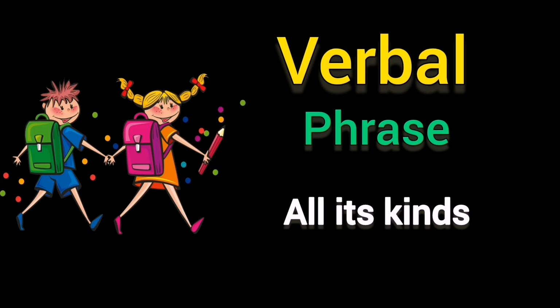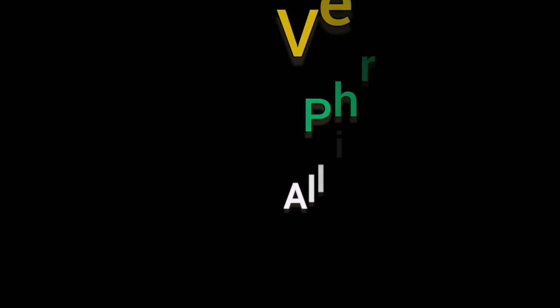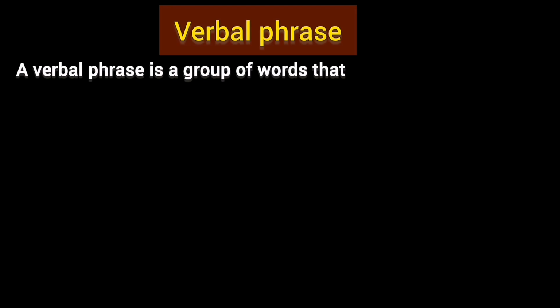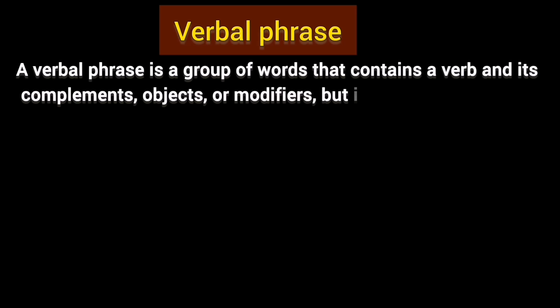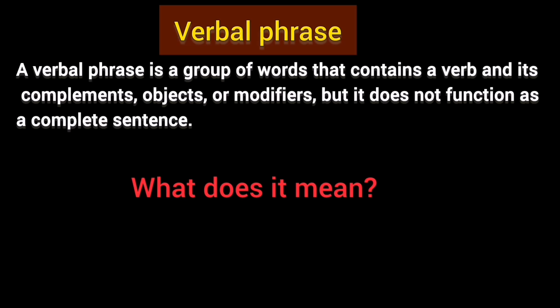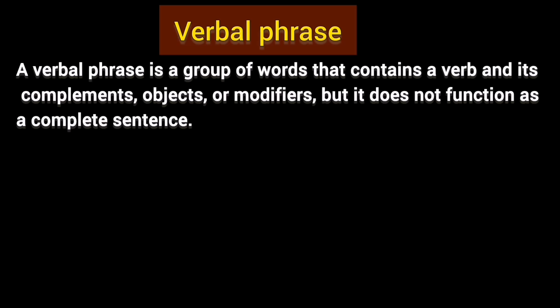Let's first learn what a verbal phrase is. It can be defined as: a verbal phrase is a group of words that contains a verb and its complements, objects, or modifiers, but it does not function as a complete sentence. What does it mean? This is the best definition of a verbal phrase.